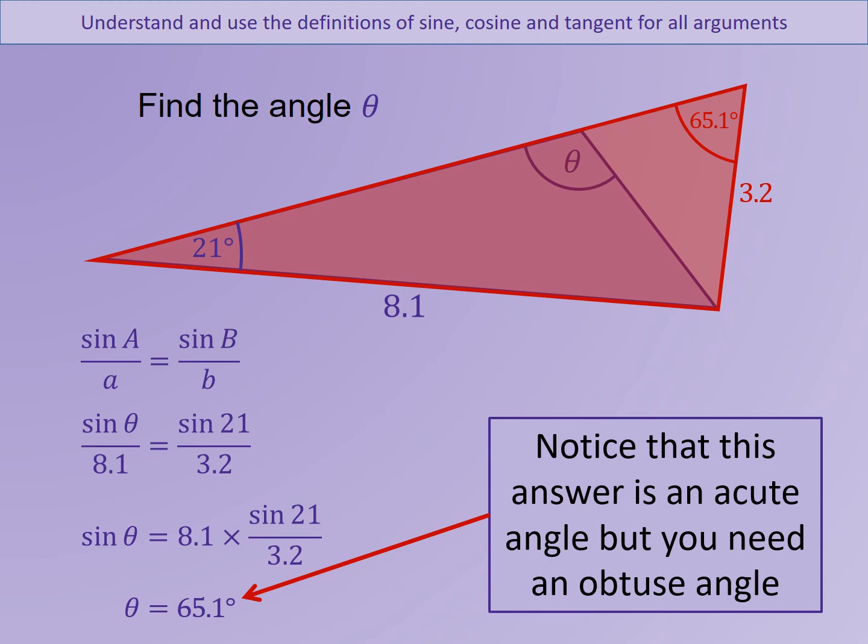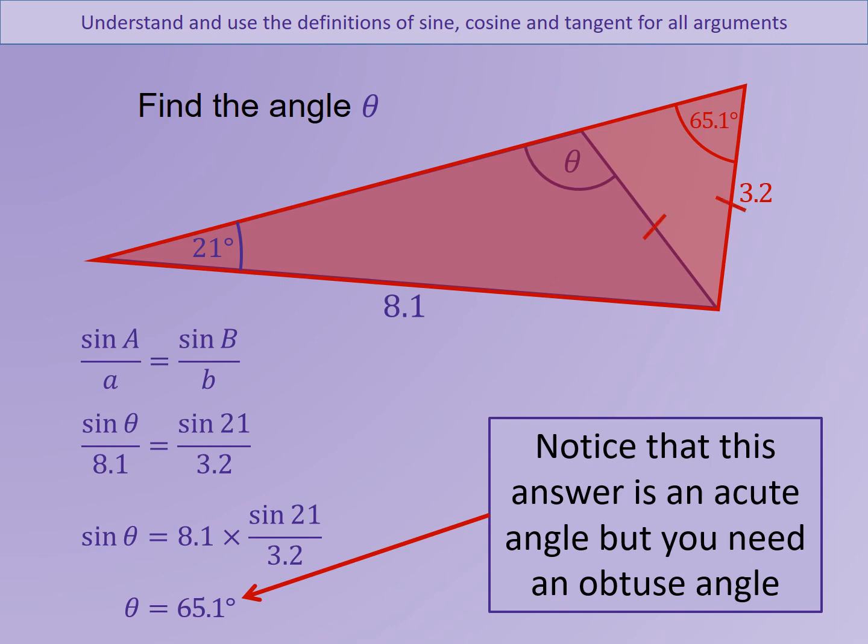So this triangle also has lengths of sides 8.1 and 3.2. It also has an angle of 21 degrees, and you will see that the value for theta that we found of 65.1 fits in really nicely with this triangle. So we have to make a change in order to find the value of theta that we actually want, the obtuse angle. So how would we find that value of theta which is obtuse?